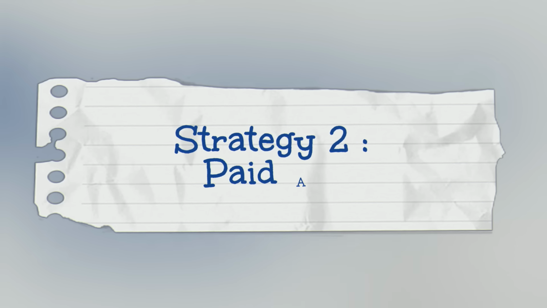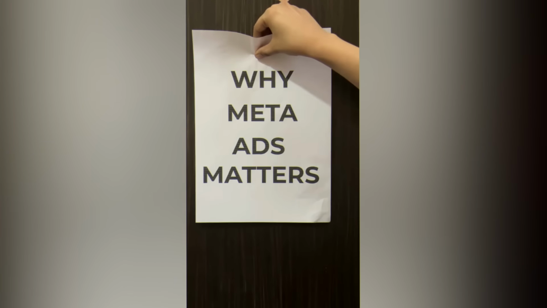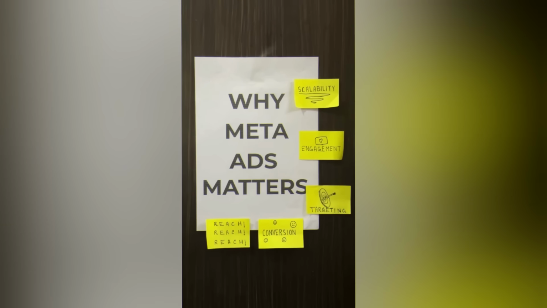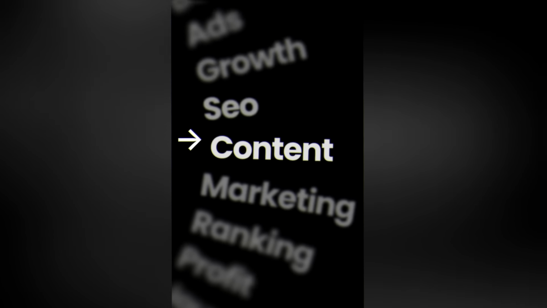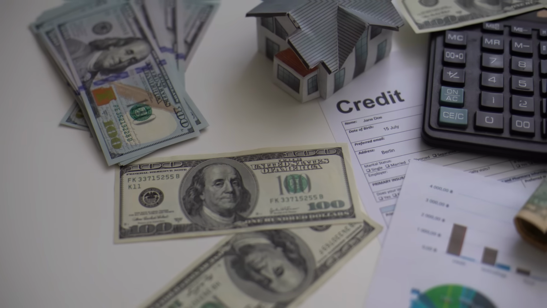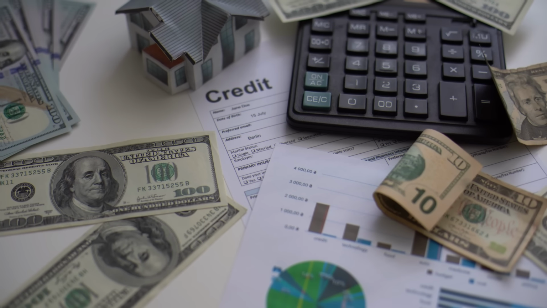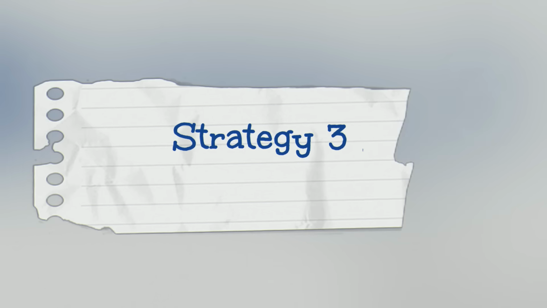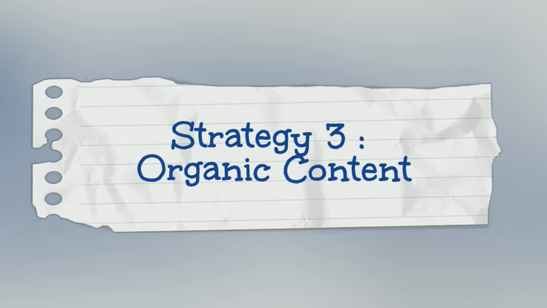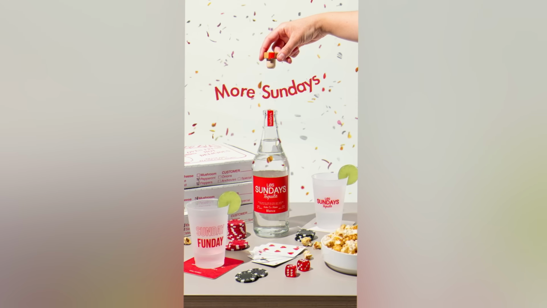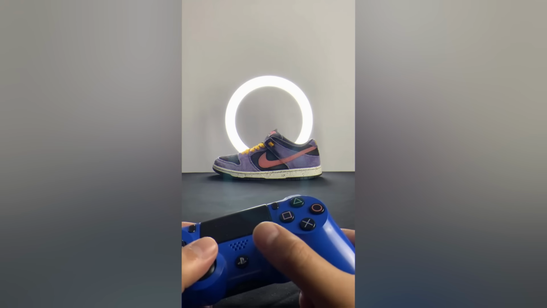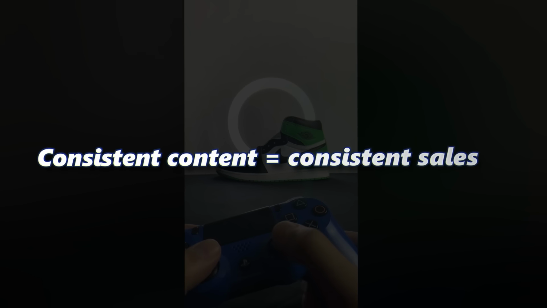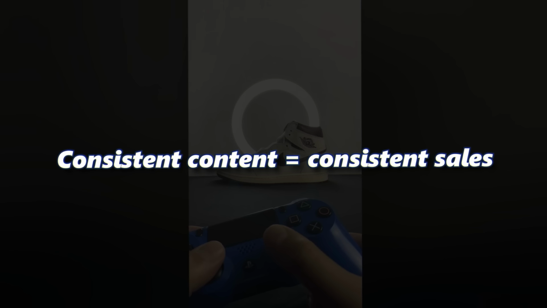Strategy 2. Paid ads. Use these as Facebook ads, TikTok ads, Instagram ads. You just created ad creative that would normally cost $500 to $1,000 from an agency. You did it in minutes for pennies. Strategy 3. Organic content. Post these on your social media: TikTok, Instagram Reels, YouTube Shorts. Add your product link in bio. Consistent content equals consistent sales.